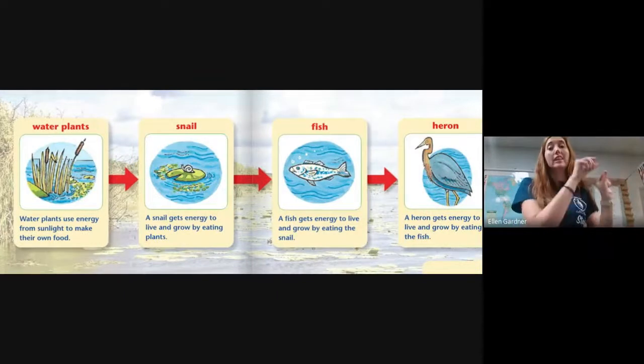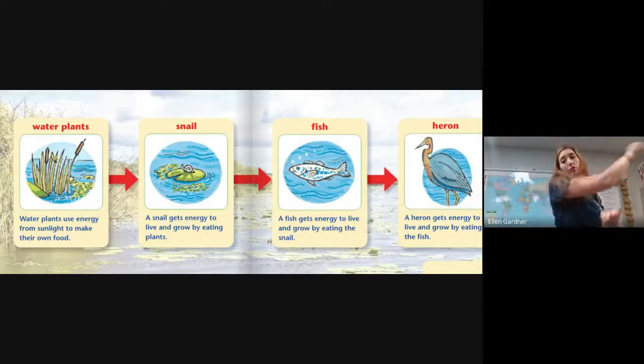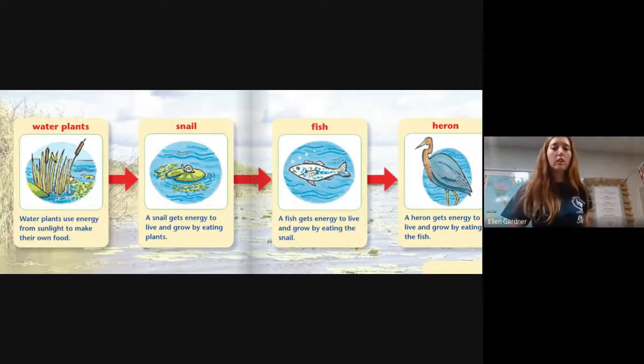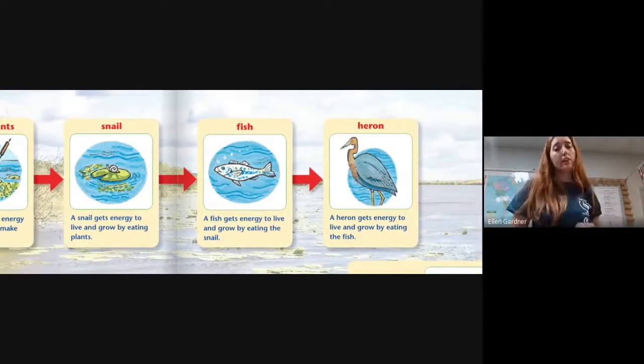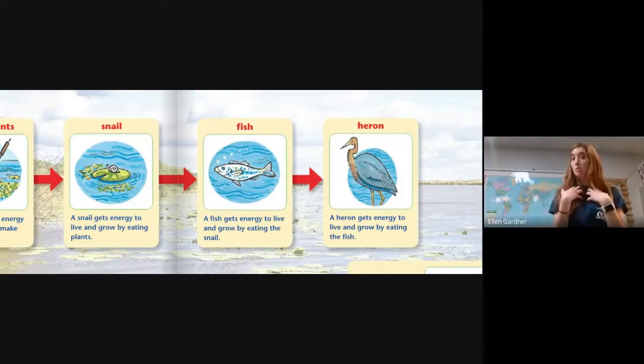Now the snail is eaten by a fish. Now the fish gets its energy to live and grow by eating that snail, but the energy is still coming from the sun. The same energy getting passed on. Final step, a heron. This is a heron. It gets its energy to live and grow by eating the fish. So the energy that we have comes from what we eat.